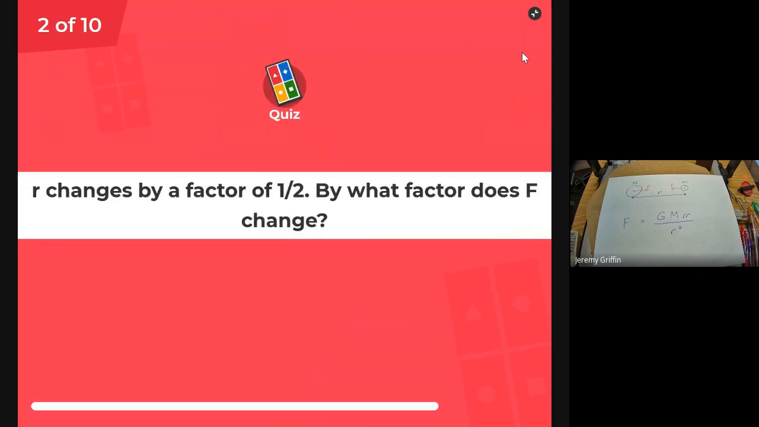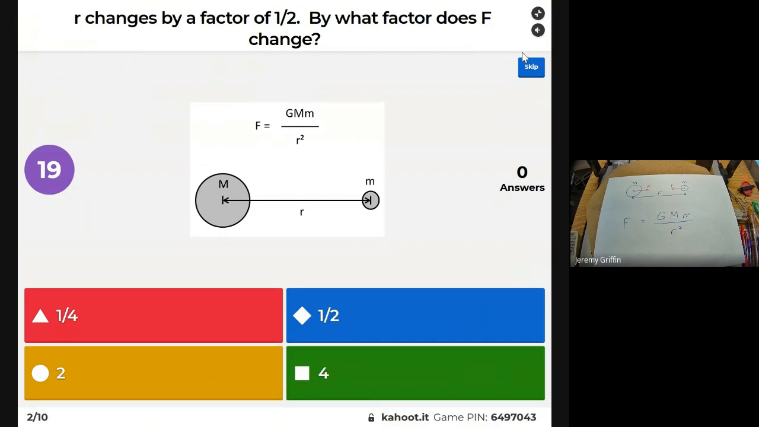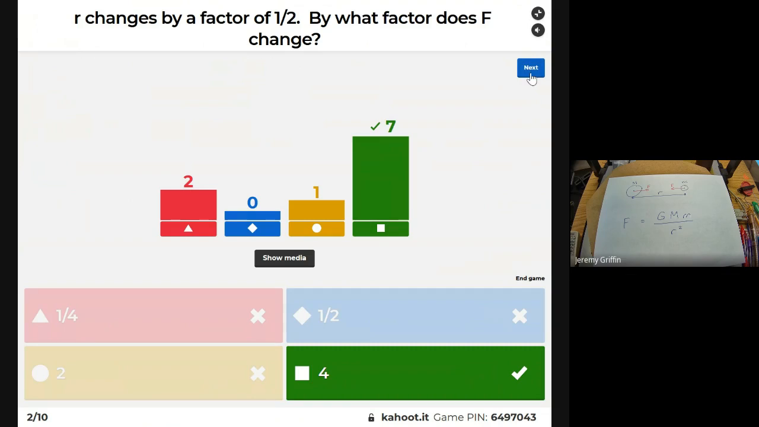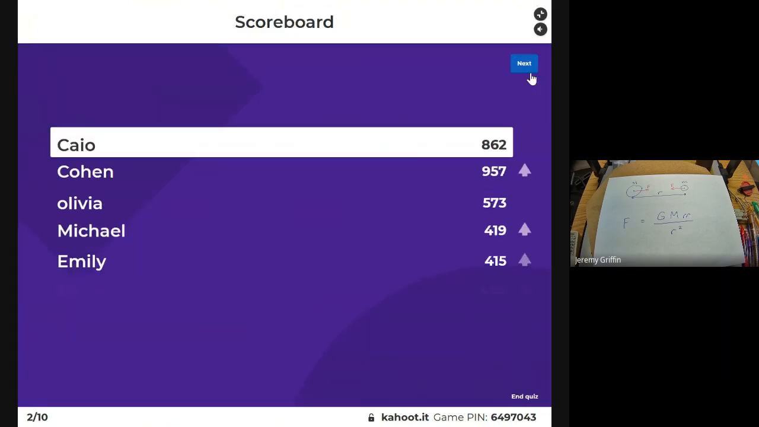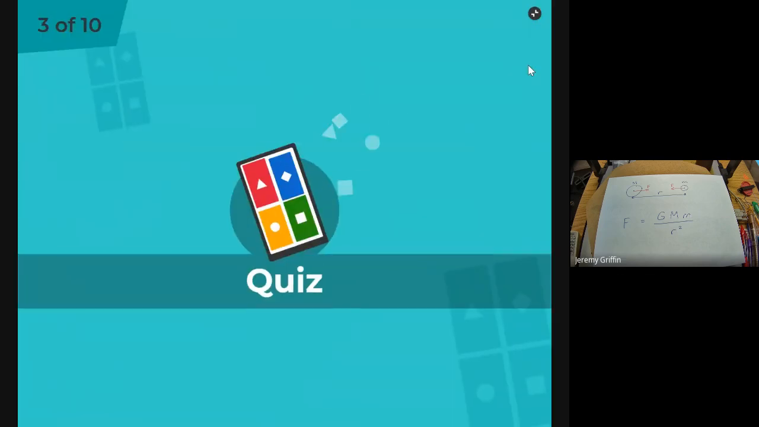What if you did exactly the opposite thing? What if you cut your distance in half? Wouldn't the end result be exactly the opposite of that last question? So if you're twice as close, because what's 1/2 squared? That's 1/4. What's 1 divided by 1/4? Wouldn't it be 4 times the force? Ah, you guys are catching on. Got Cohen, Michael, Emily, Eli, Tricia. Yeah, you guys are on a roll now.